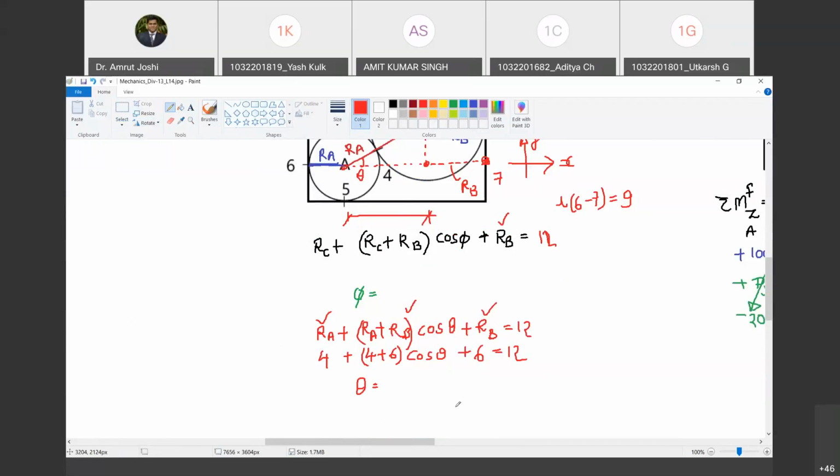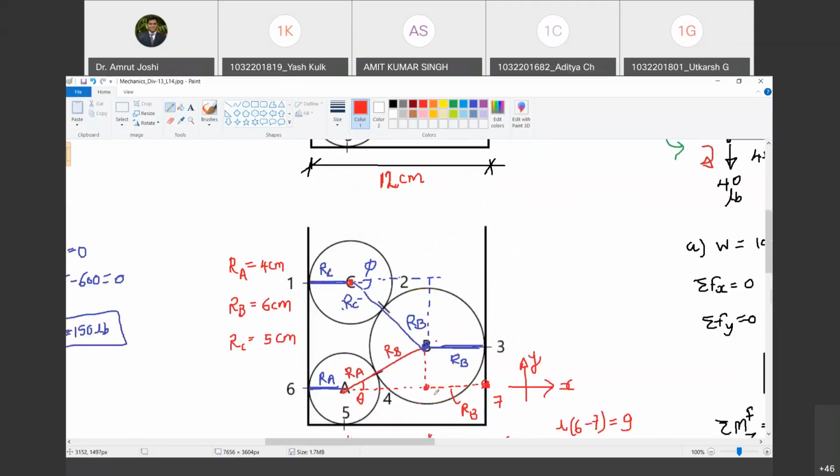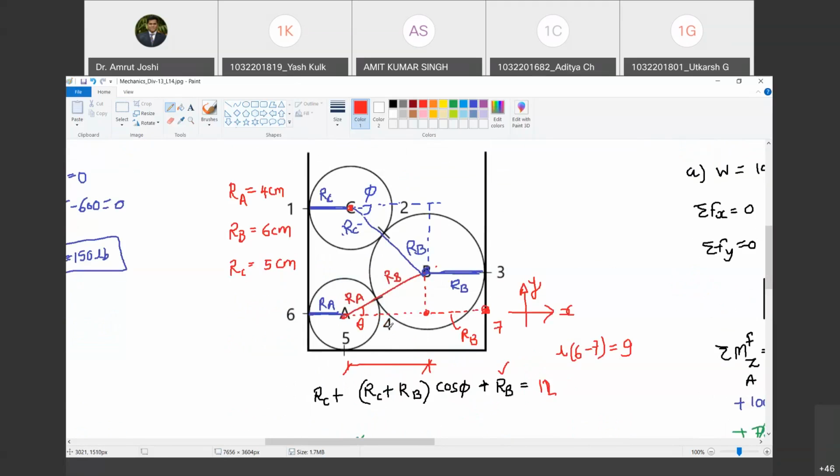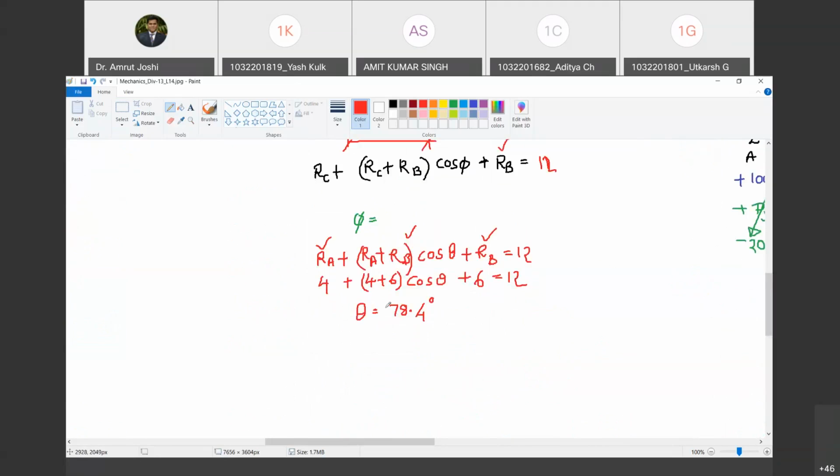78.4 degrees. 78.4 degree. Okay. So theta is equal to 78.4 degree is done.